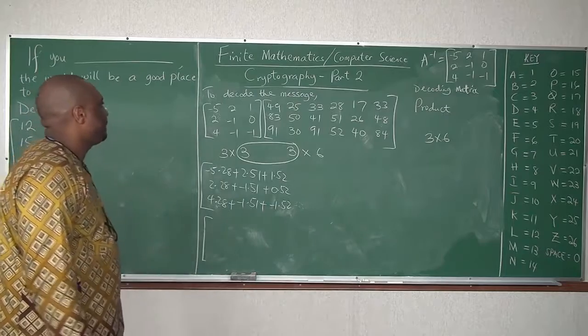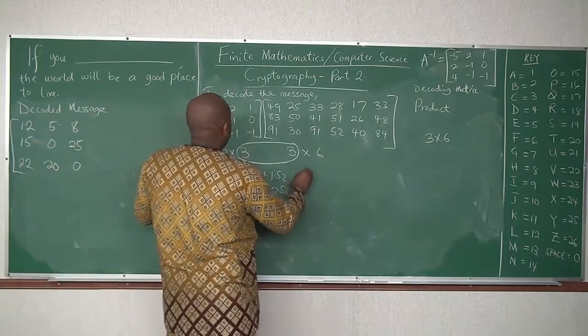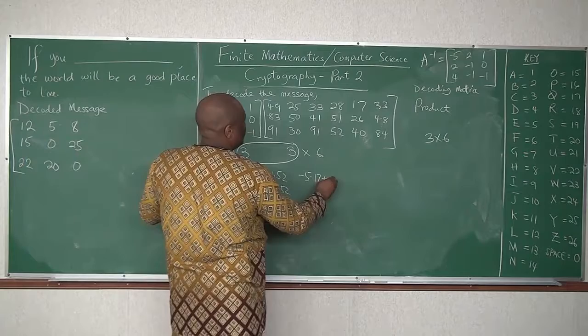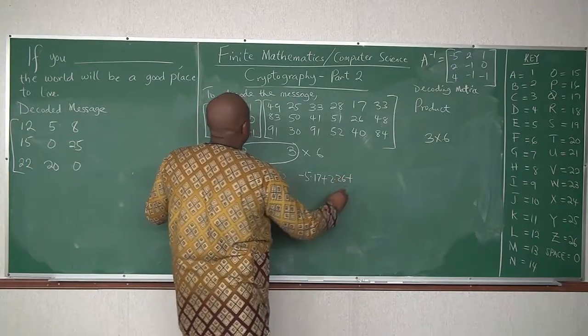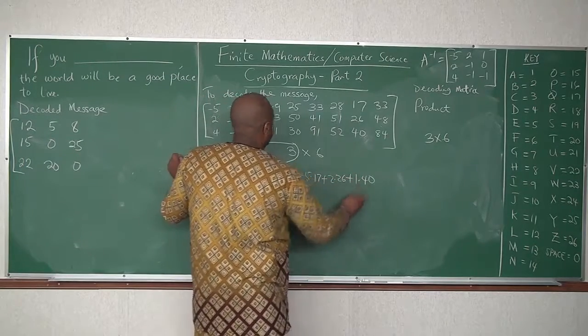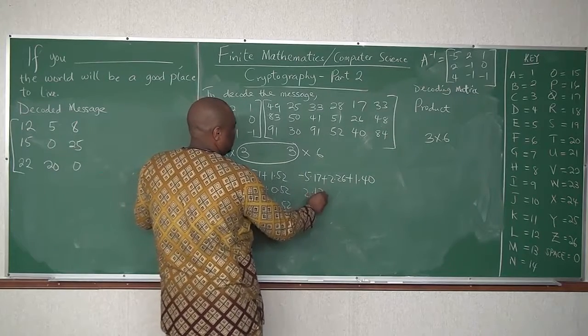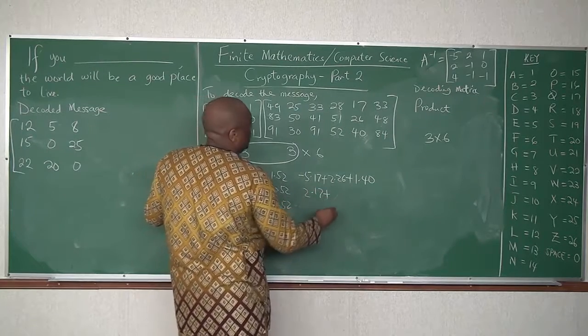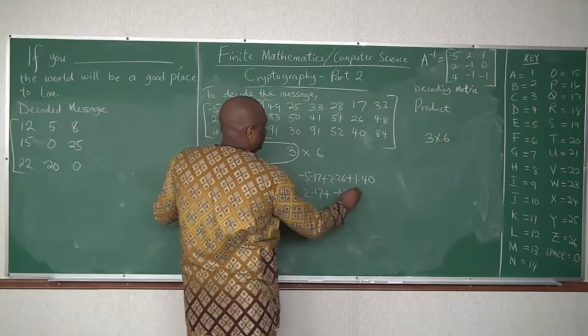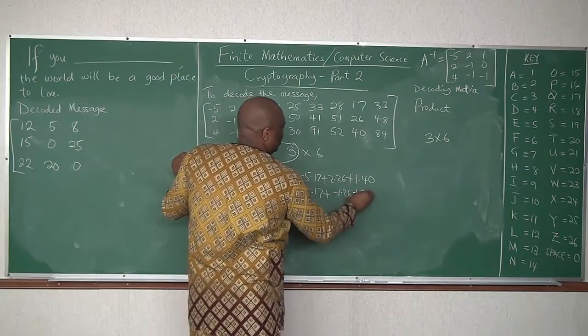Right? Then we have a negative 5 times 17 plus 2 times 26 plus 1 times 40. Then this is a 2 times 17 plus negative 1 times 26 plus 0 times 40.